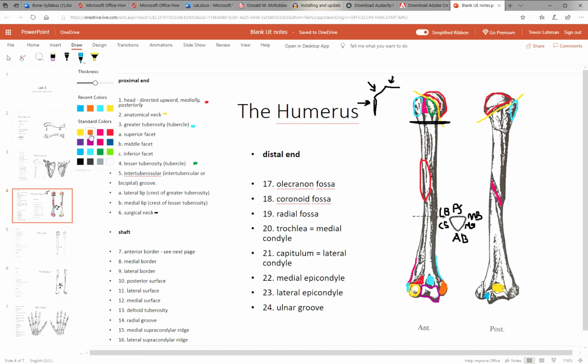We can add a couple of things in here from the posterior view. So there's the back of the trochlea. Here is the back of the epicondyle, the medial epicondyle, and lateral. And you could do the supracondylar ridges as well. This would be the medial supracondylar ridge and the lateral supracondylar ridge. And that's it for the humerus.